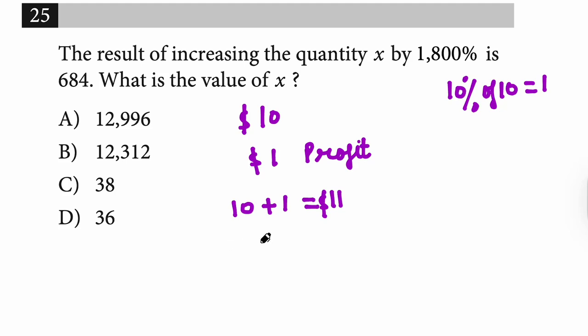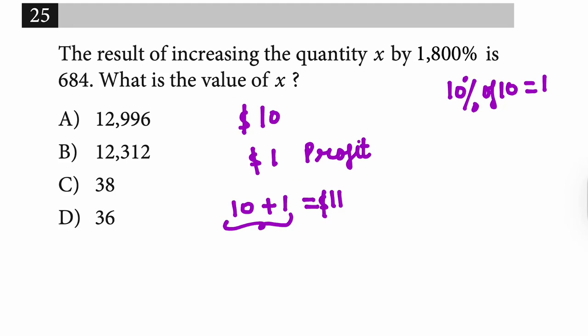Now in these kinds of questions we have to check what is asked. Is 10% of that 10 asked? If that is the question, then the answer is 1. But if the total cost is asked, then we add it to the initial cost, that is 11.